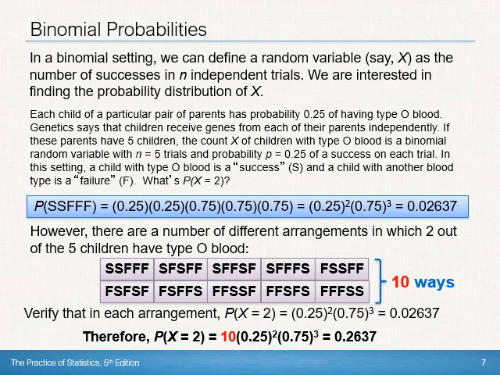If we had lots and lots of these parents with the same genetic makeup, and these sets of parents were all planning on having 5 children, then we would expect about 26% of these families to have 2 children with O-type blood.